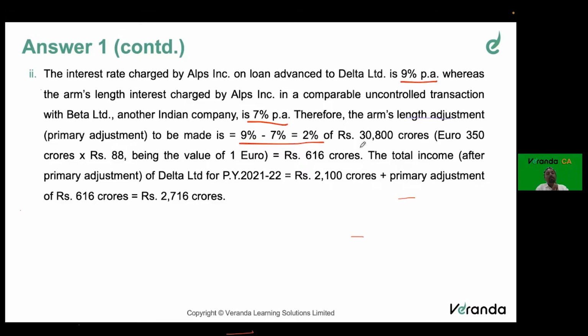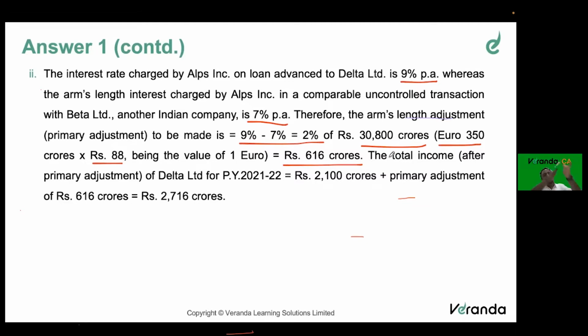So how do you compute that? The total loan amount. What is the total amount? It is euro 350 crores. The value is 88. The question itself provides you a number, which is 88. So 350 crores into 88 comes to 30,800 crores. 2% on 30,800 crores. How much is it? It is 616 crores. So this 616 crores is what you are going to treat as primary adjustment.